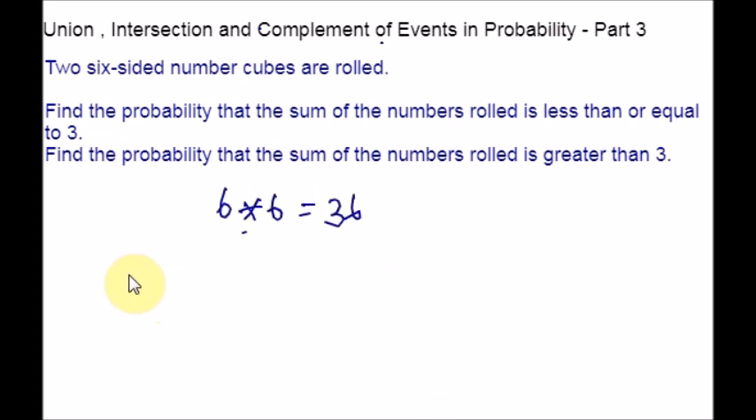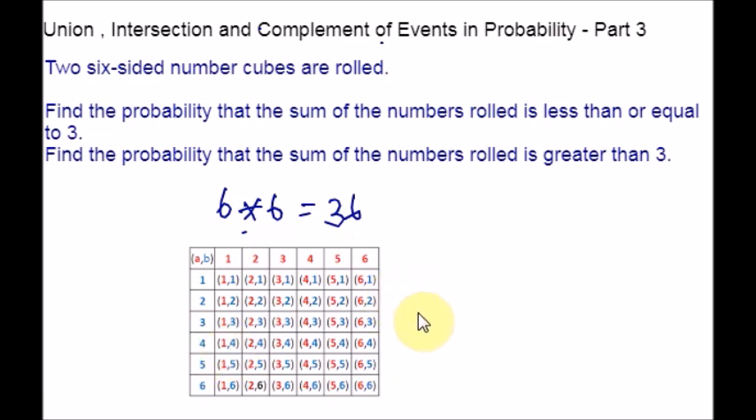For example, (1, 1) represents a 1 rolled on each number cube. Here is the list of possible outcomes: (1, 1), (2, 1), and so on. These are the outcomes, these are the combinations. If you count, you can see that there are 36 outcomes in total. Now read the part A question. Find the probability that the sum of the numbers rolled is less than or equal to 3.